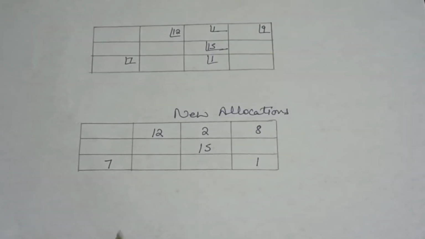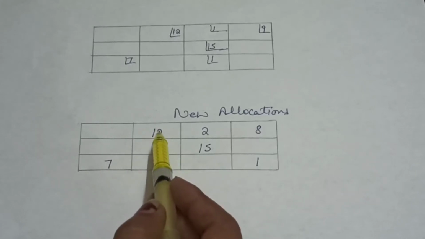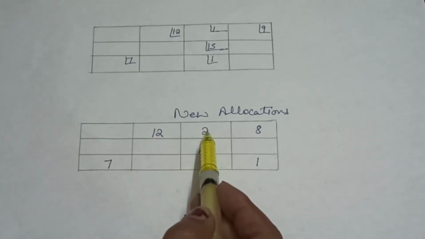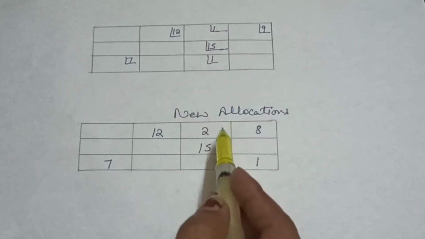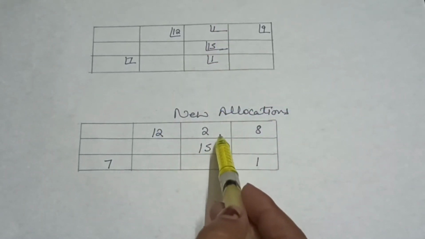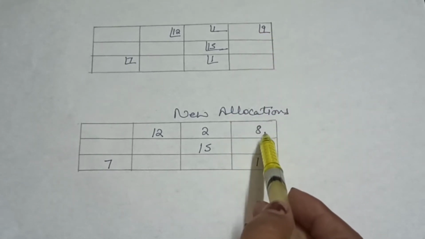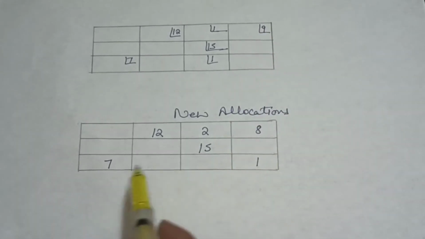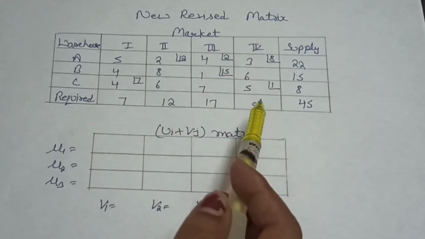So now we have allocations like this. These are our old allocations 7, 12, 15. And now here we have 2, because first of all we had 1, now we add 1, so 1 plus 1 is equal to 2. And here we deduct 1, so 9 minus 1 is equal to 8. Here we have 1. So these are our new allocations. Students, this is our new revised matrix.